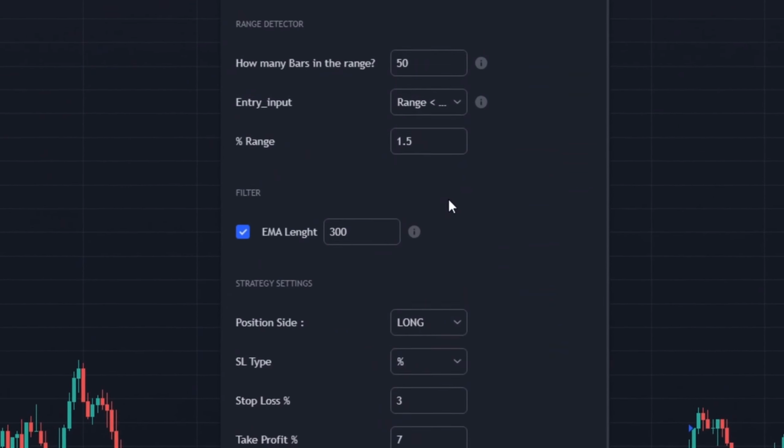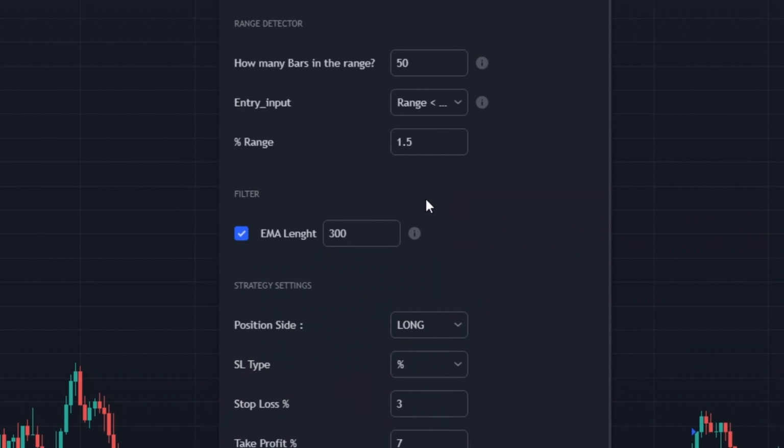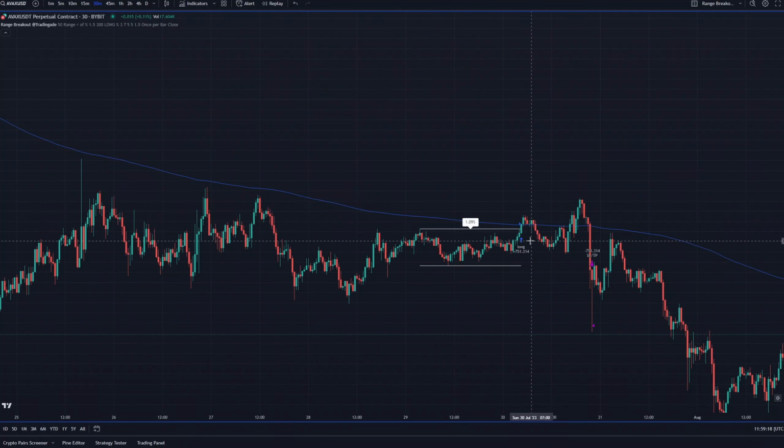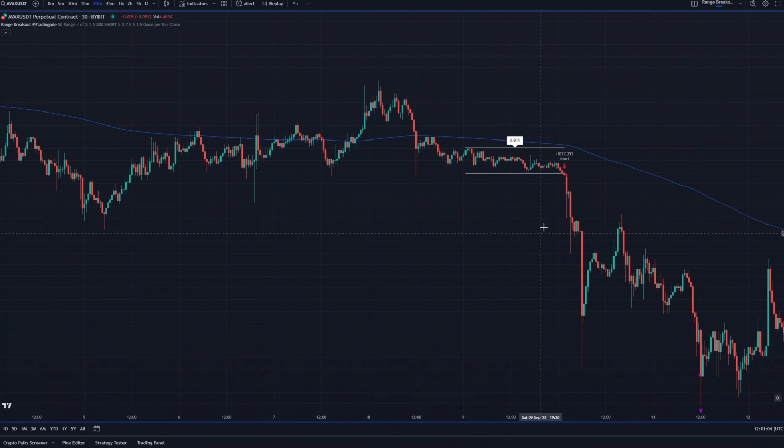As always, we can filter the entry signal with an exponential moving average filter. That means that it will detect only ranges that are near the exponential moving average or above the exponential moving average. As you can see in this example, there is the breakout of the range and then the price crosses above the exponential moving average. Whereas with the filtered short signal, it will only detect breakouts that are below the exponential moving average.